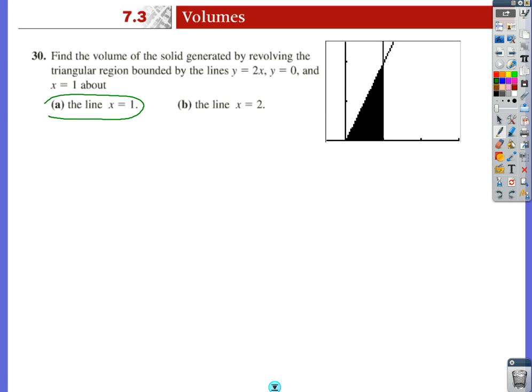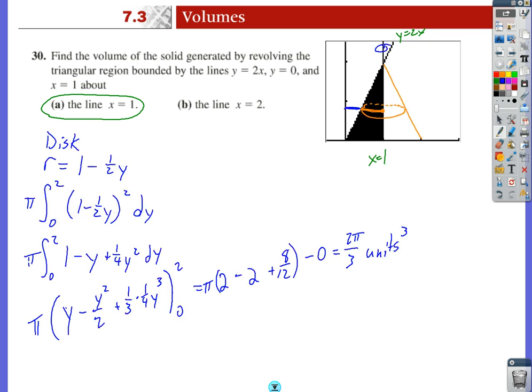And there you go. And to help you out here, this is y equals 2x. And this is x equals 1. And you'll see on the flip side. Boom, here's your answer. Okay.